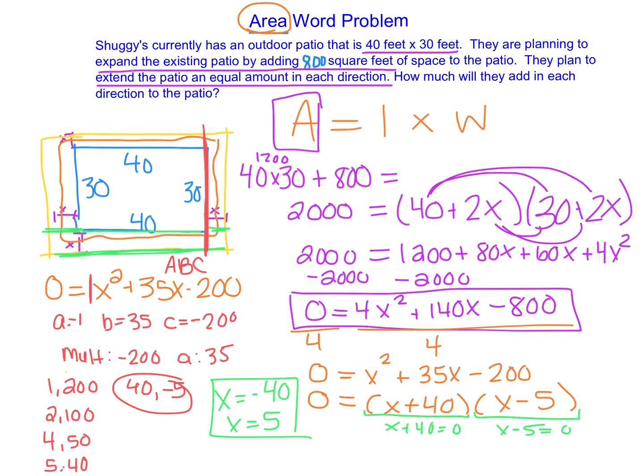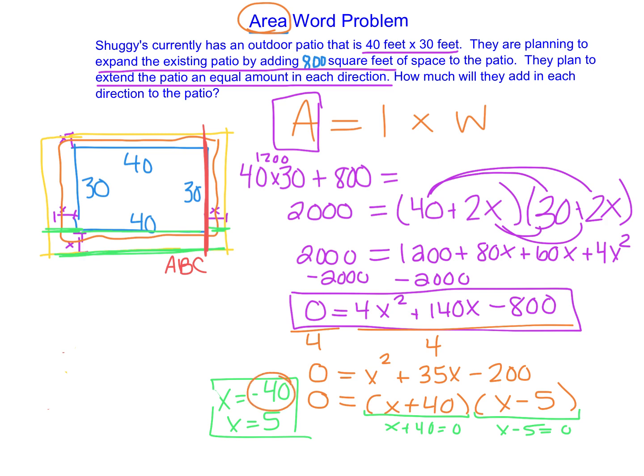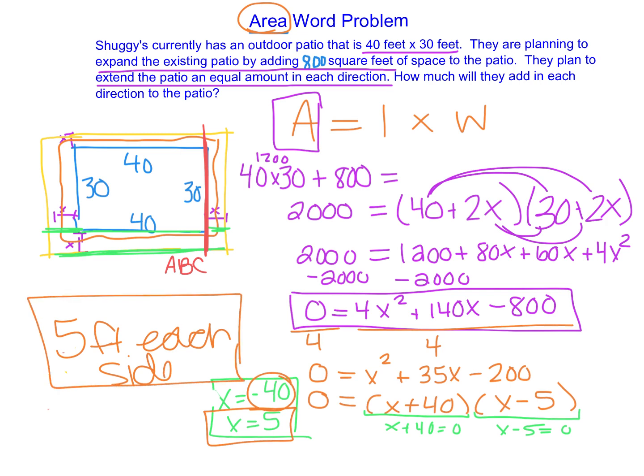So now I need to take these values and really apply them to the context of this problem. This problem is ultimately asking me, what is the amount that they add in each direction to the patio? Well, it wouldn't really make sense to add negative 40 feet to each side of that patio. So instead we know that our answer is 5. And so we're going to add 5 feet to each side of that patio if we want to add in 800 total square feet.